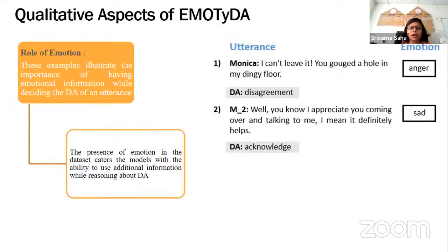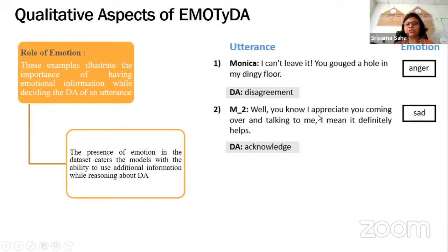And why is the emotion important? Consider an utterance like "I can't leave it, you go the hole in my dingy floor." If you know the emotion, here the emotion is anger, then we can easily understand this is a disagreement type. So emotion helps us in understanding the appropriate dialogue act.